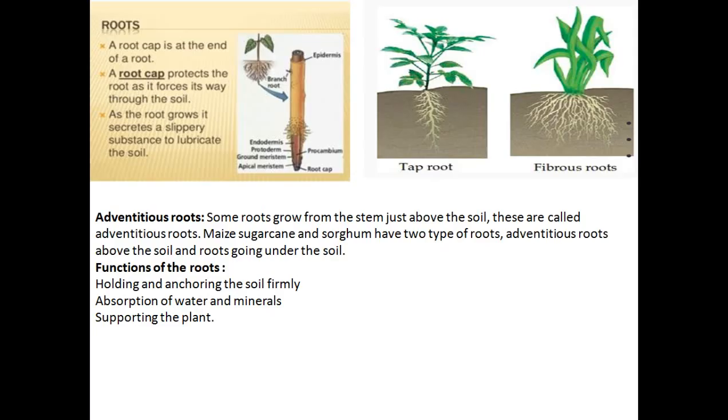Okay. You can see here there is a structure of a root given here. A root cap is at the end of a root. This is called the root cap. So the root cap is always present at the tip of the root. Why is it present? Just because when it tries to penetrate through the soil, it pushes in and tries to broaden itself, to make itself wider, right?